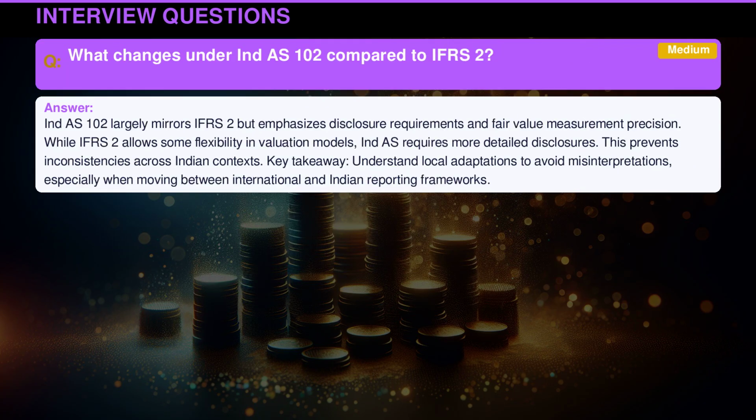Indian Accounting Standard 102 largely mirrors International Financial Reporting Standards 2, but emphasizes disclosure requirements and fair value measurement precision. While International Financial Reporting Standards 2 allows some flexibility in valuation models, Indian Accounting Standard requires more detailed disclosures. This prevents inconsistencies across Indian contexts. Key takeaway: understand local adaptations to avoid misinterpretations, especially when moving between international and Indian reporting frameworks.